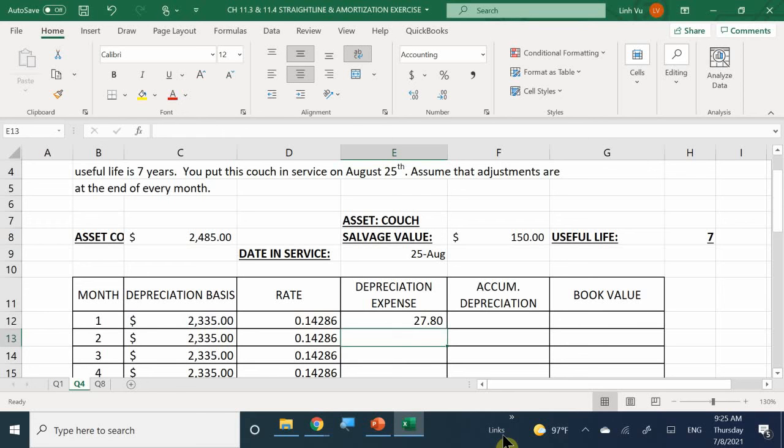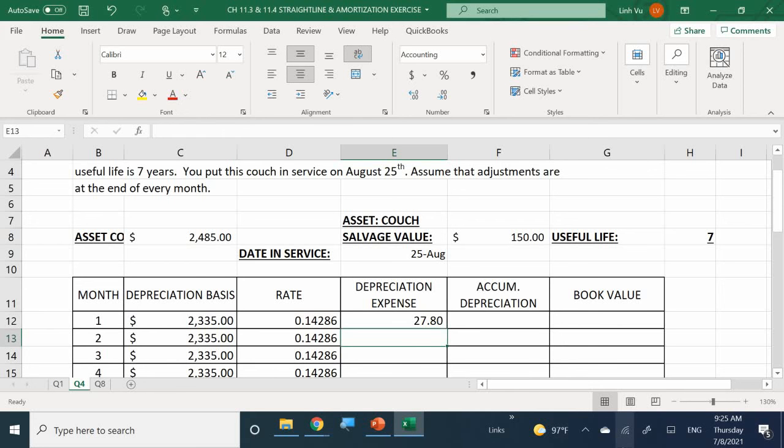How many months is 7 years? 12 times 7 gives me 84. So here I'm going to be having this for 84 months. Because in this case, that's what I'm calculating it. At the end of the day, it doesn't matter when I start because I'm depreciating it by month. So I just have to make sure I count a total of 84 months and depreciate it every single time.